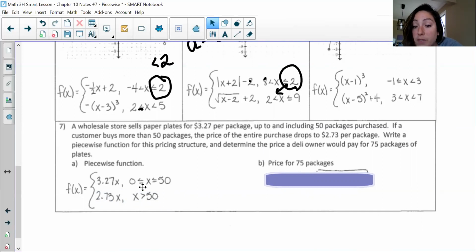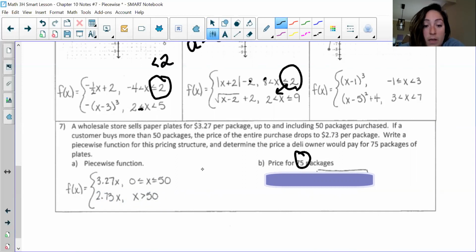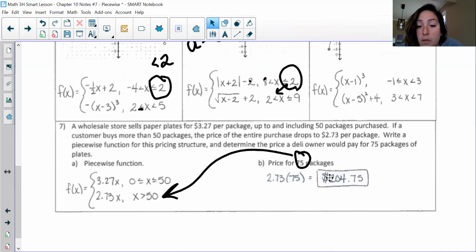So B, price for 75 packages. So since x equals 75 is in this domain, that is the function that we will end up using. So 2.73 times 75, so we end up getting a total of $204.75.